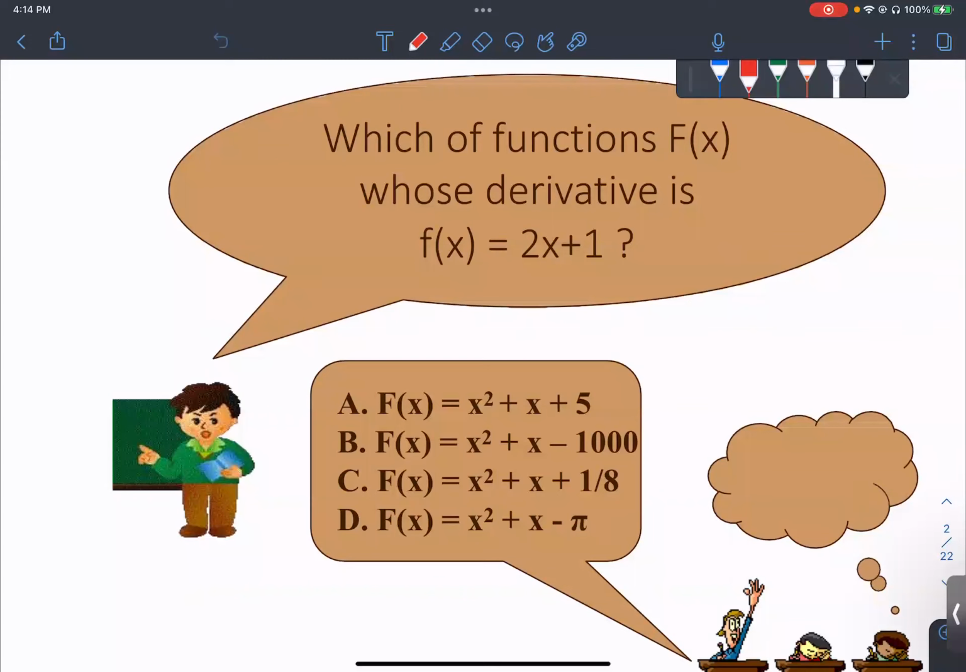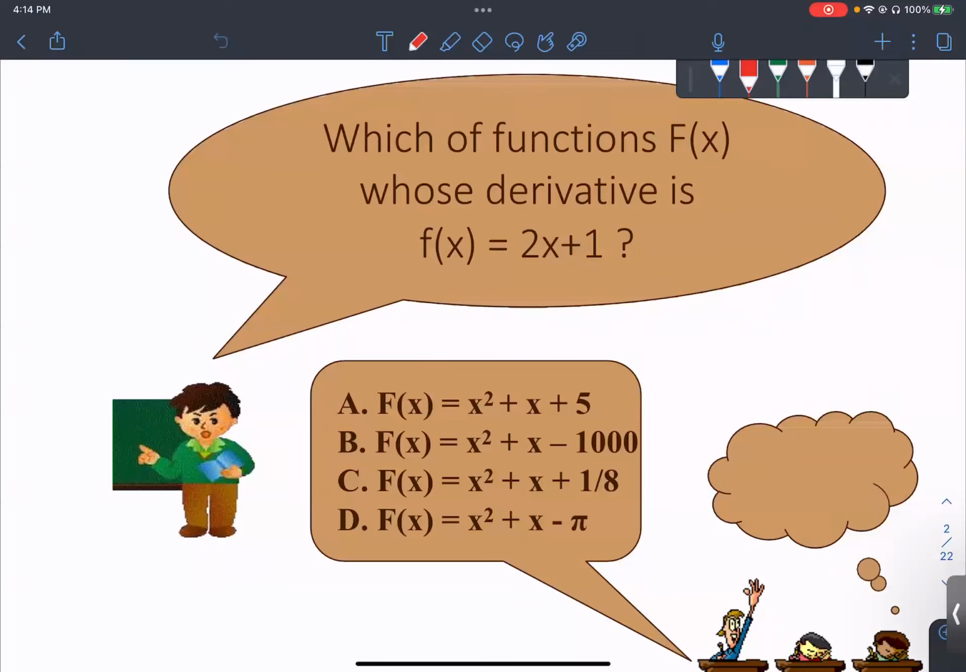So let's try to see. For x squared plus x plus 5, the derivative of x squared is 2x, the derivative of x is 1, and the derivative of 5 is 0. So for letter A, it's 2x plus 1. Letter B is the same, right? It's 2x plus 1, and the derivative of negative 1,000 is still a constant, so it is still 0.